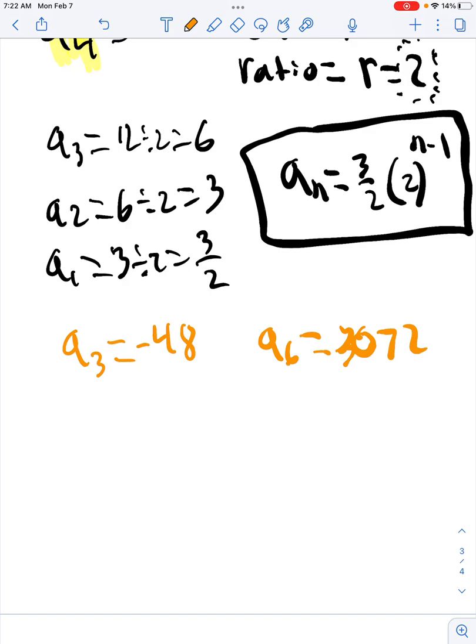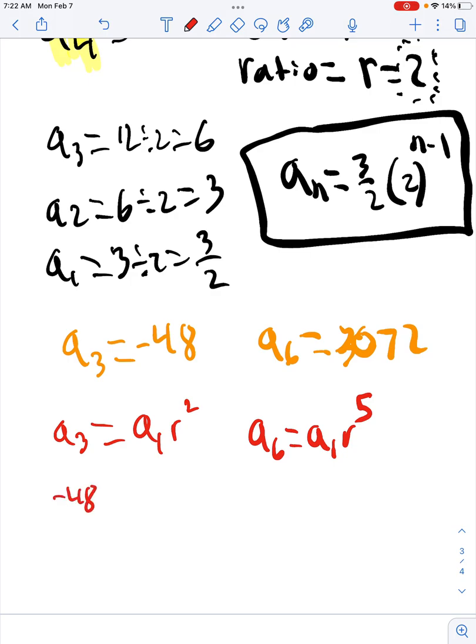Okay, so now I'm going to say, all right, I'm going to set up 2 different equations. So I'm going to say a sub 3 equals a1 r to the 3 minus 1, which again, we can just call r squared. 3 minus 1 is 2. And then a sub 6 equals a1 r to the 6 minus 1, which gives me 5. And I know that this one is going to equal negative 48. And this one's going to equal 3072.